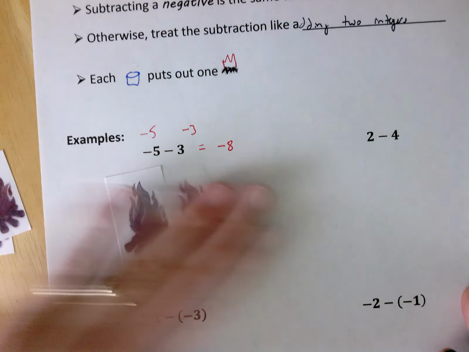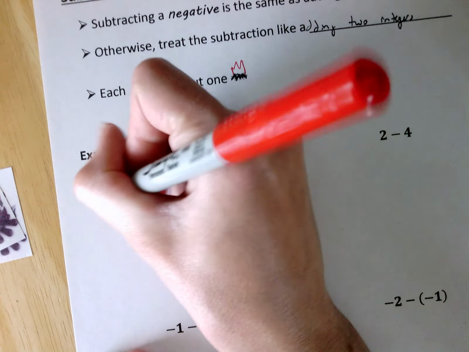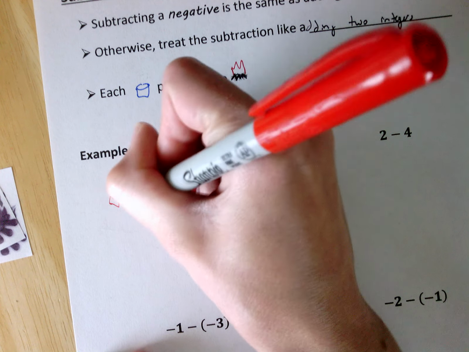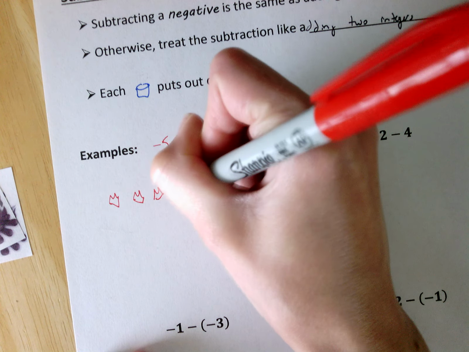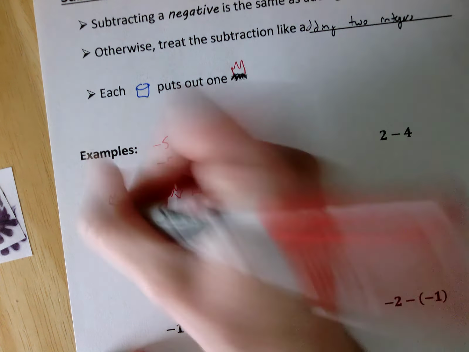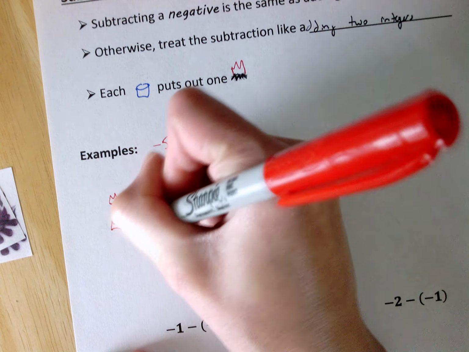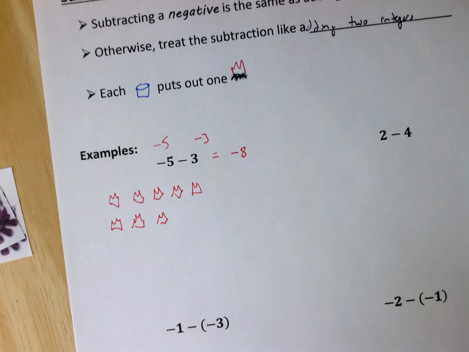Then I'm just going to go ahead and draw my picture. In my picture, I had 1, 2, 3, 4, 5 fires. And then I have 3 more fires. And that's where I got my answer from.